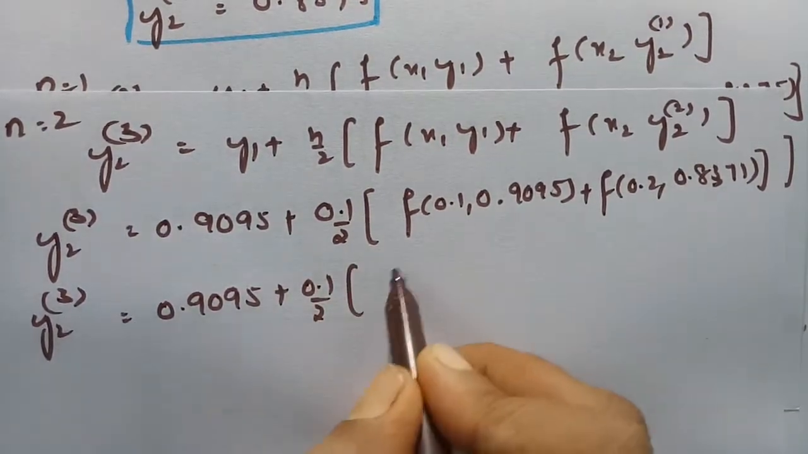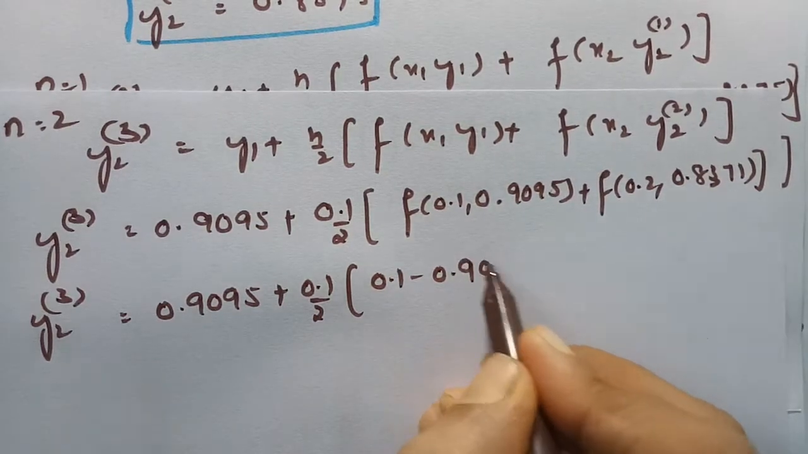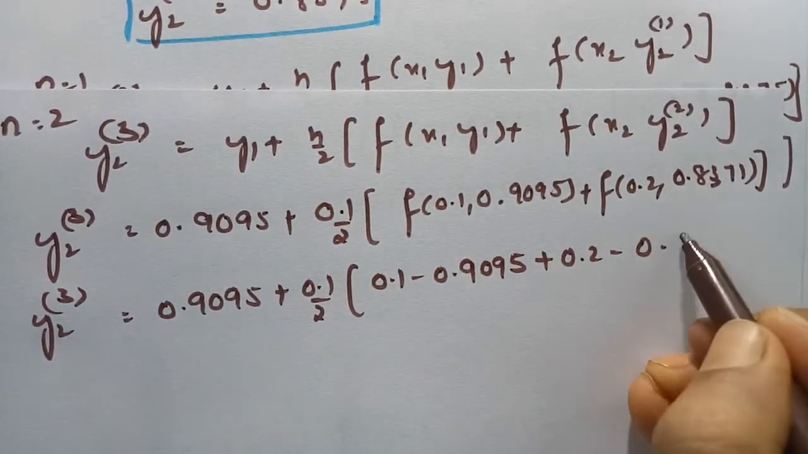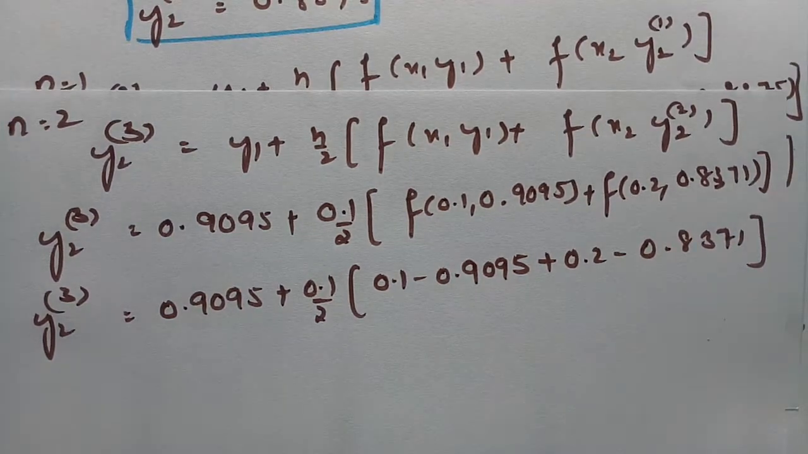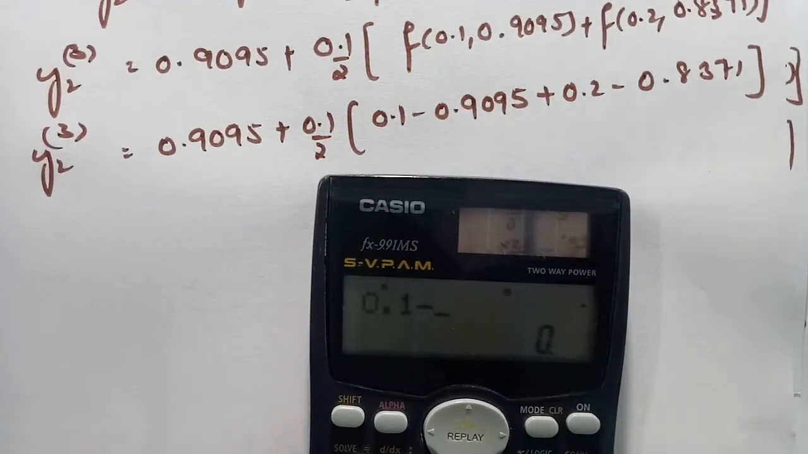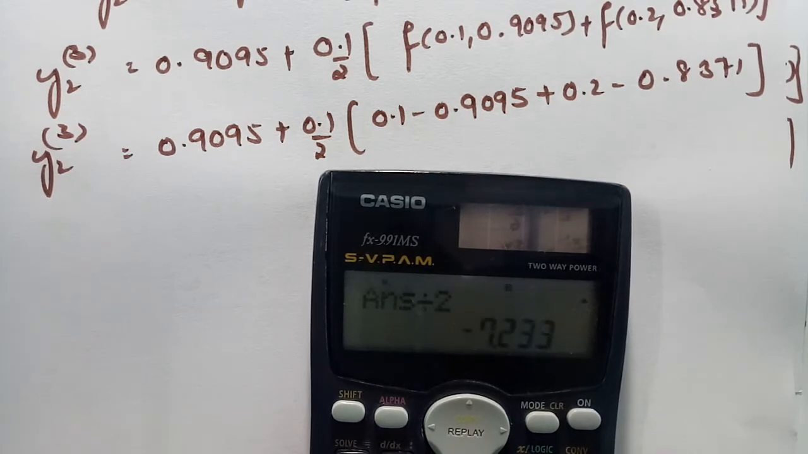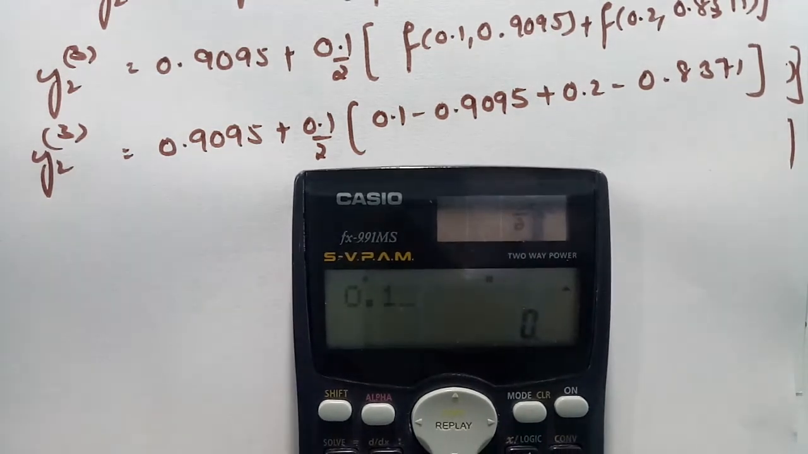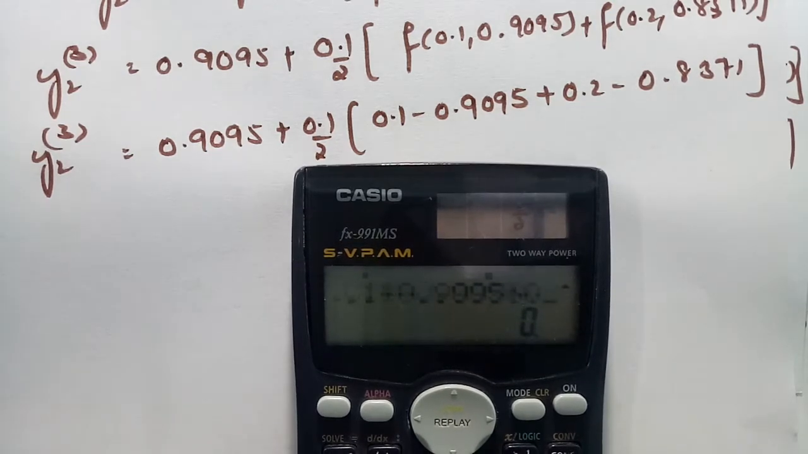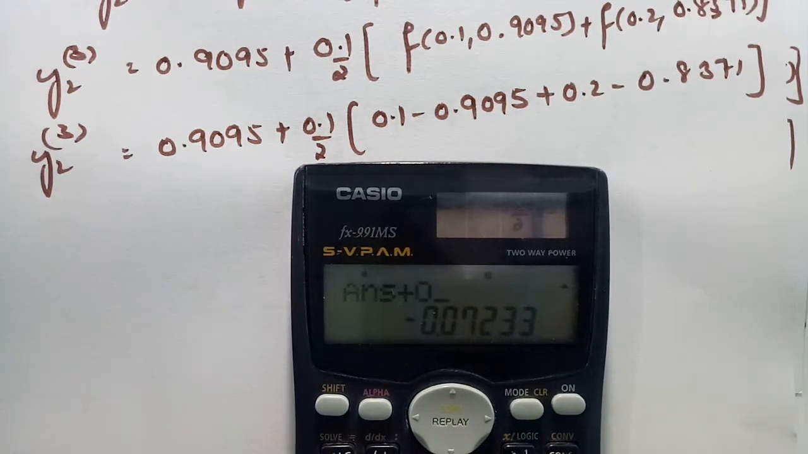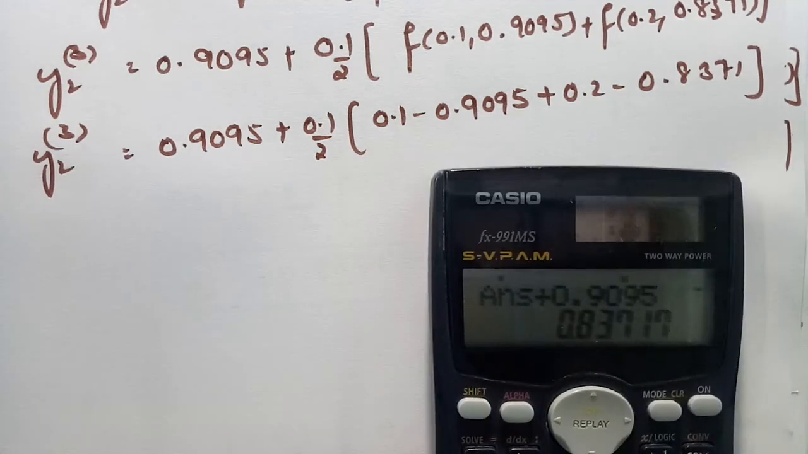So if I calculate this value, this is 0.9095 plus 0.1 by 2 x minus y, 0.1 minus 0.9095 plus this is 0.2 minus 0.8371, and see what will happen. This is 0.1 minus 0.9095 plus 0.2 minus 0.8371 into 0.1 divided by 2 plus 0.9095. The answer is again 0.